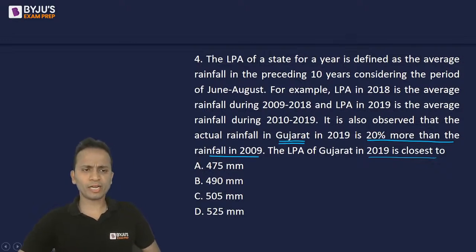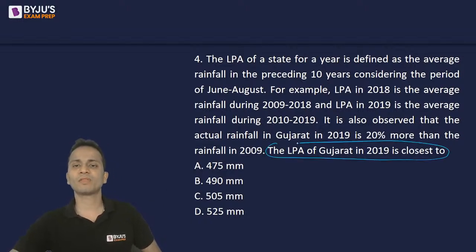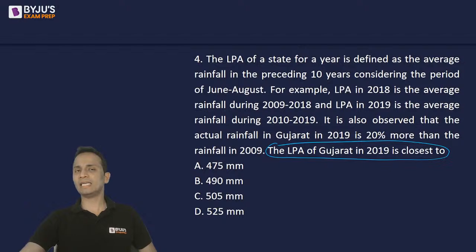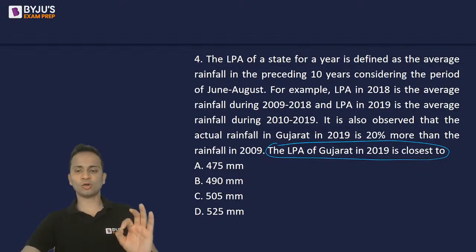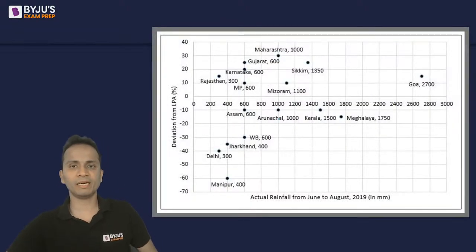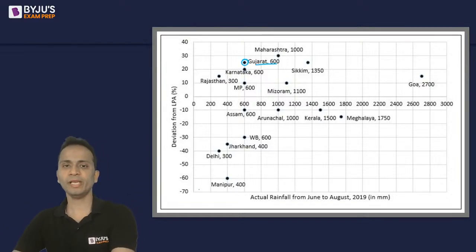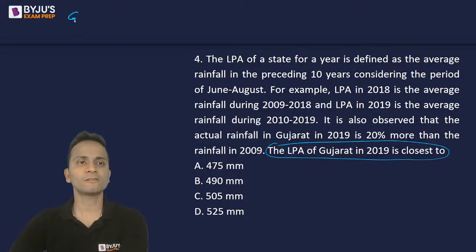So let's forget about what we have to calculate. Let's forget about the last line. Let's first of all understand what all we can calculate with the given data. So first of all, they are talking about Gujarat. गुजरात के बारे में बात हो रही है, तो गुजरात को ढूंढ लेते हैं यहाँ पे कहाँ है. So Gujarat is here and the rainfall is 600 mm. Okay, so Gujarat rainfall in 2019 is given as 600 mm.